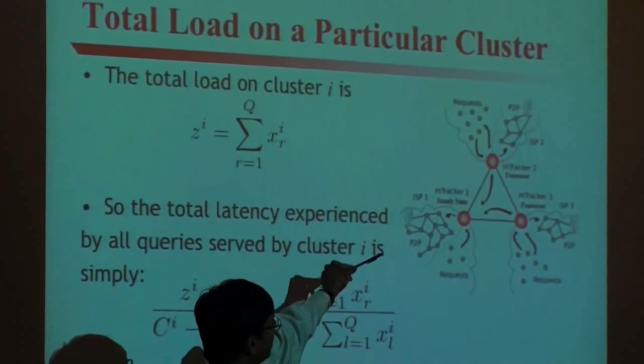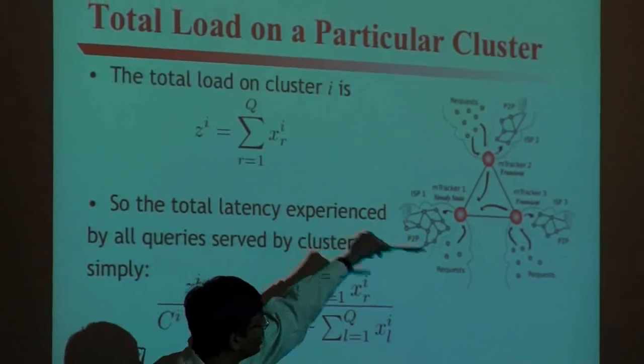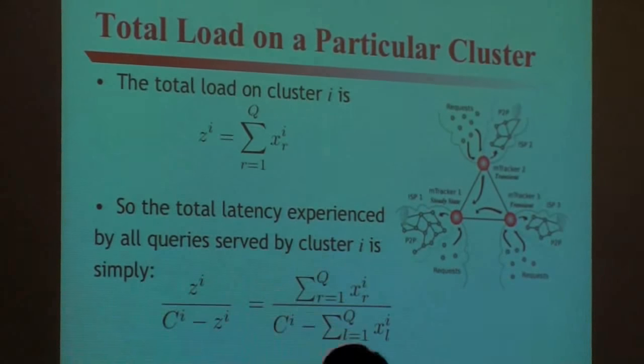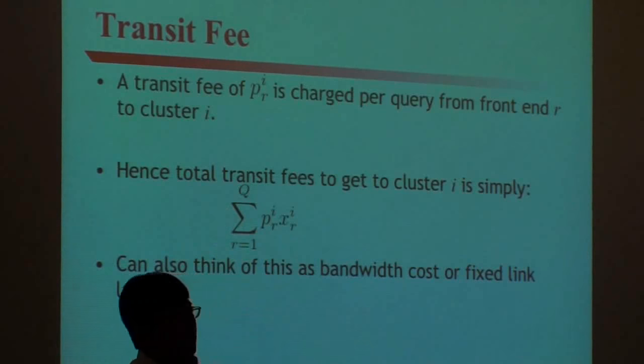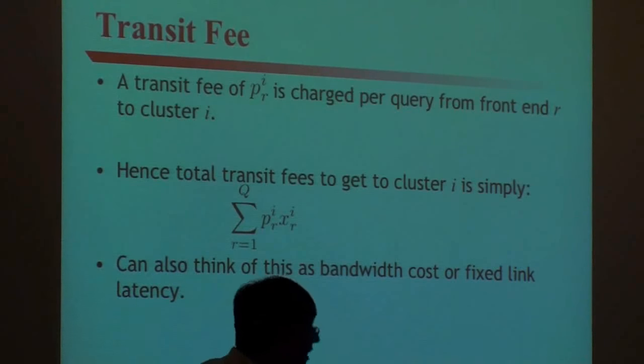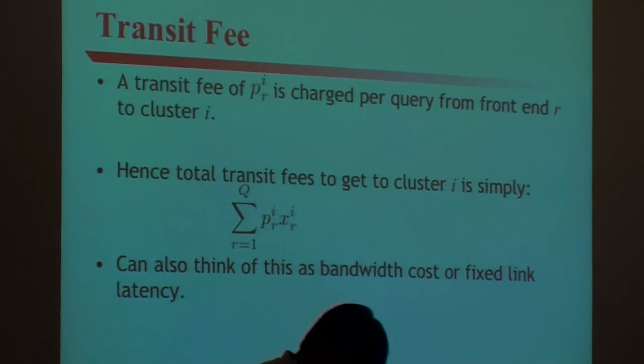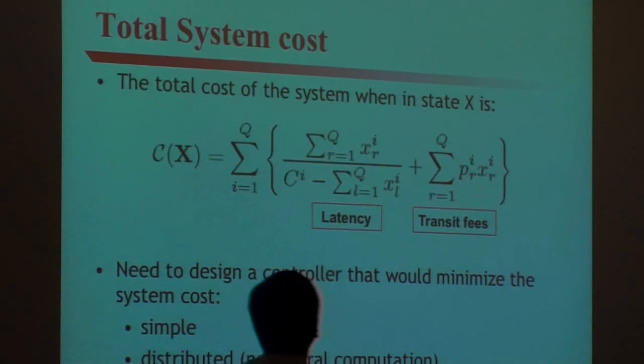1 to 1 costs me nothing, 2 to 1 costs me per user something, 3 to 1 costs me per user something, and that is really what is being summed up here. So this is the total transit fee, or the total cost in getting to the cluster, right? So much for that. So what is my system cost?